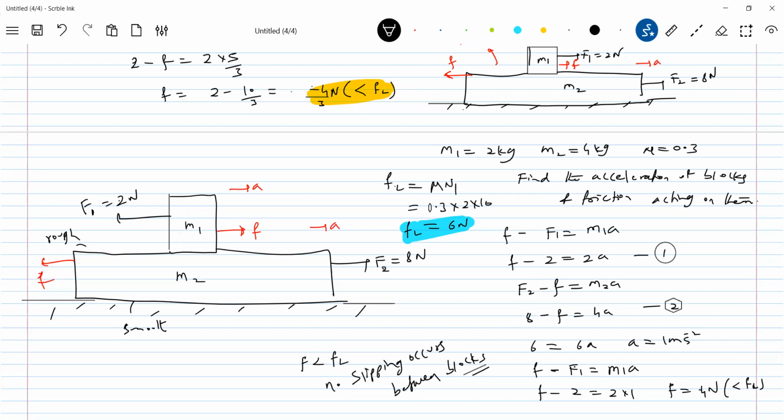Don't start with slipping. Assume slipping will not occur, you start with that. Check the friction: less than limiting, no slipping occurs; greater than limiting, slipping occurs. You just change the value to, say, 20 Newton, then definitely slipping occurs.